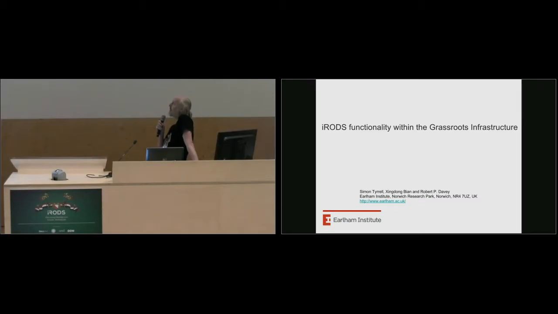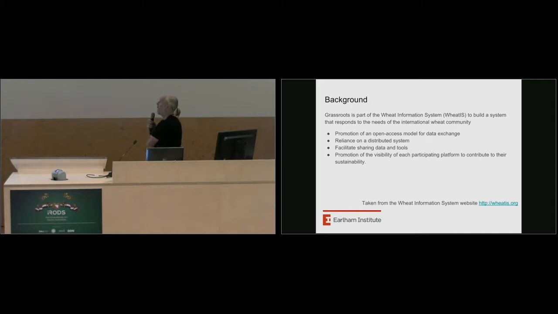To talk to you about the iRODS functionality within the Grassroots infrastructure. So, as part of the background, Grassroots is part of the Wheat Information System, which is a G20 initiative to try and increase food security around wheat. And it's a global initiative, and the idea is that it's trying to hook up researchers and farmers and breeders across the world and try and share data and knowledge. So we're part of that.